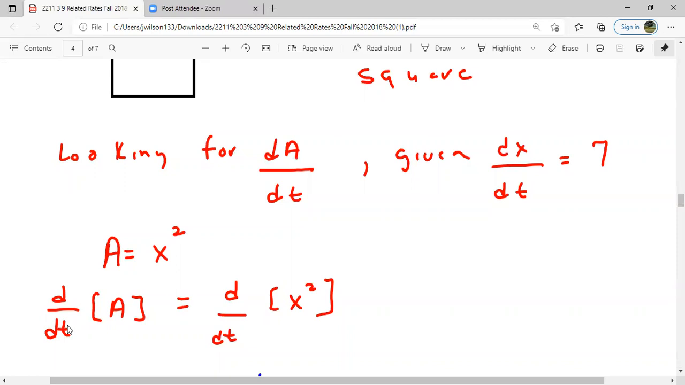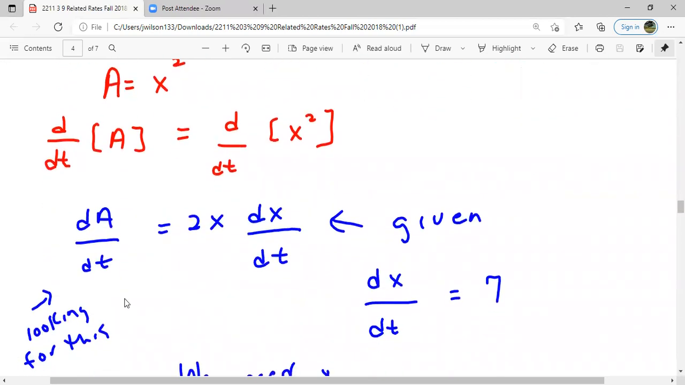And so dA/dt equals, or this side, the derivative of this with respect to time, equals the derivative of this with respect to time. And this is what we're looking for. And then I bring down the 2, subtract 1 from the exponent, and using the chain rule, I multiply by dx/dt. And I know what dx/dt is, it's 7.